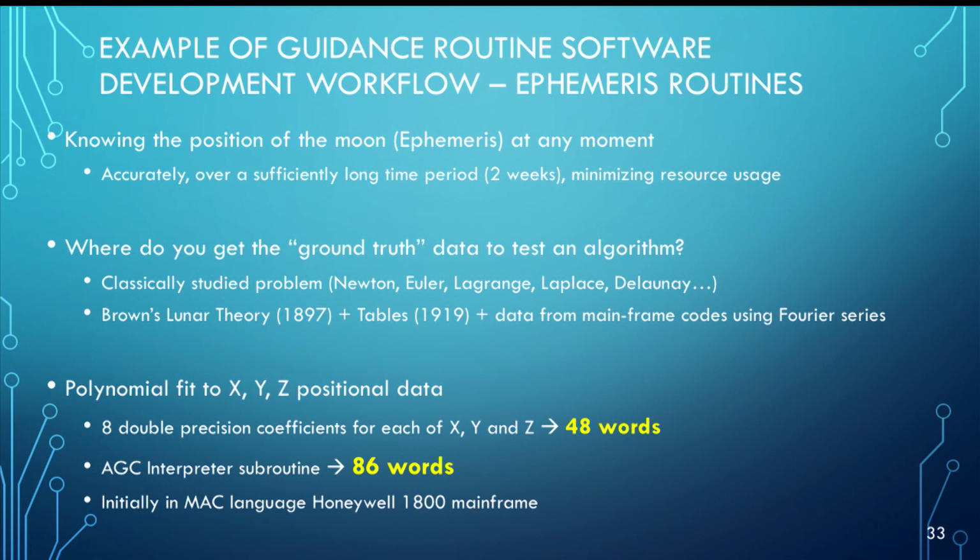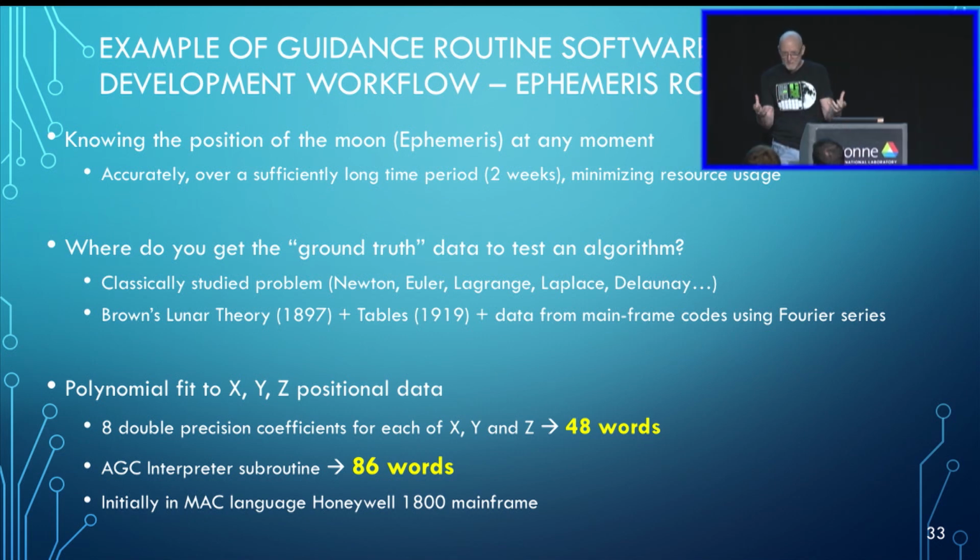And in particular, in the early 60s, even if you could develop software to do that, the question is, how do you validate that software? Where you have data that gives you the moon position and velocity to an accuracy of, say, 1 mile and a half a mile per hour. It turns out that this was a classically studied problem. A number of scientists had studied it. There were a lot of estimates built up over the years. One was Brown's lunar theory.